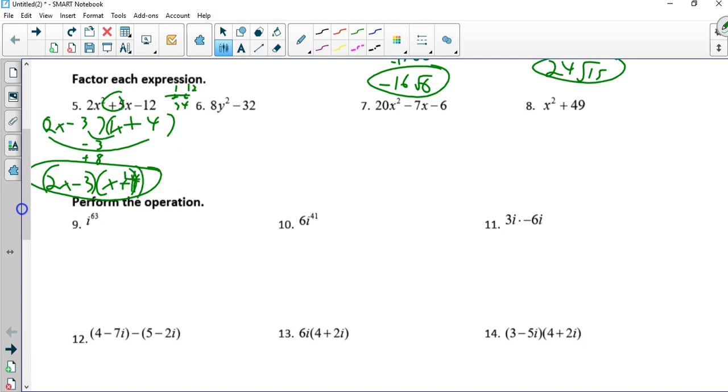Alright, on number 6, GCF, I'm going to take out an 8 and get y squared minus 4. Now I have a difference of 2 squares, y plus 2, y minus 2, and I am finished.